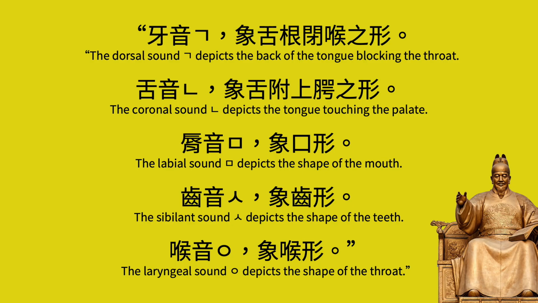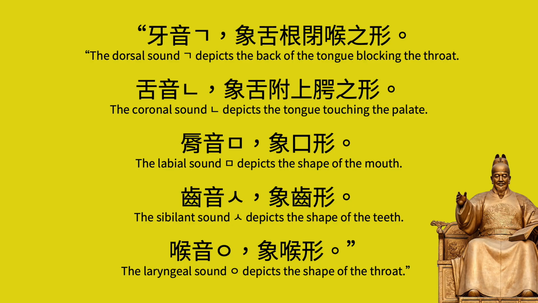The dorsal sound kiuk depicts the back of the tongue blocking the throat. The coronal sound nian depicts the tongue touching the palate. The labial sound mium depicts the shape of the mouth. The sibilant sound shiut depicts the shape of the teeth. The laryngeal sound iung depicts the shape of the throat. Each of the 5 shapes indicates the place of articulation, and therefore each corresponds to one of our groups of initial consonants. We will go into more detail later about where each place of articulation is.